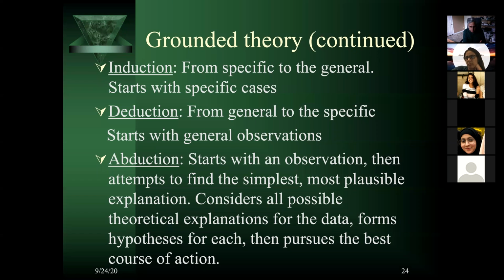So the researcher starts with an observation, makes an observation about something, then attempts to find the simplest, most plausible explanations. So you're looking at a general observation, then you're trying to make the simplest, most plausible explanation. How can something be explained in the simplest way? This is not about taking something simple and making it complicated. Our human tendency in education is to take something very simple and make it so complicated and bombastic that the students are just sleeping in your class and they don't want to show up in your next class again. Okay. All right. So just remember that it considers all possible theoretical explanations for the data and forms hypotheses for each.